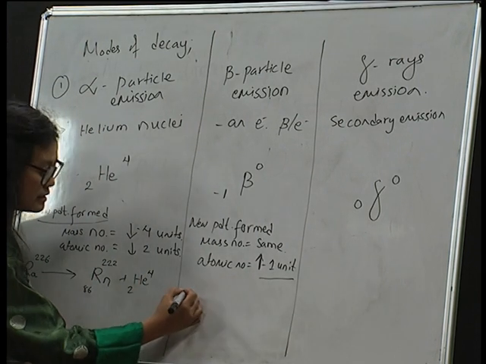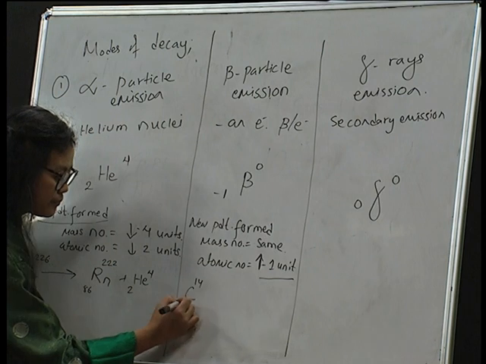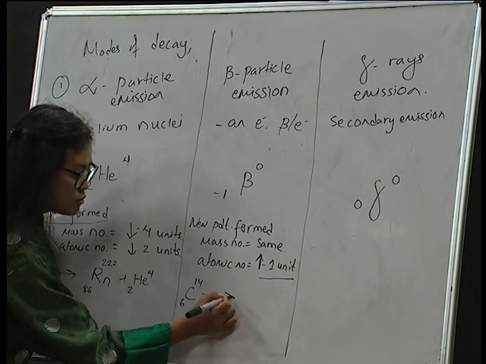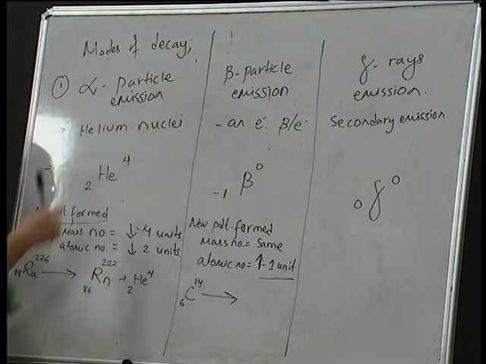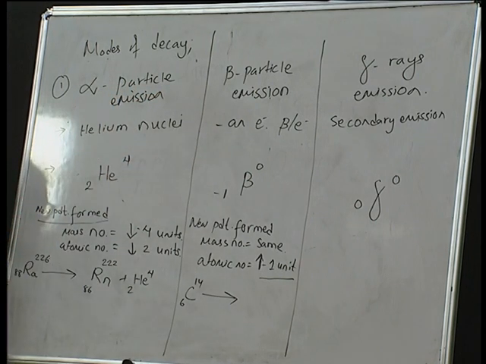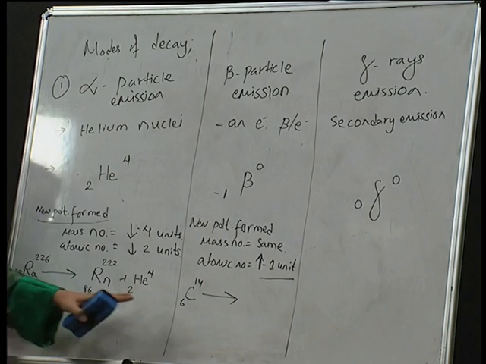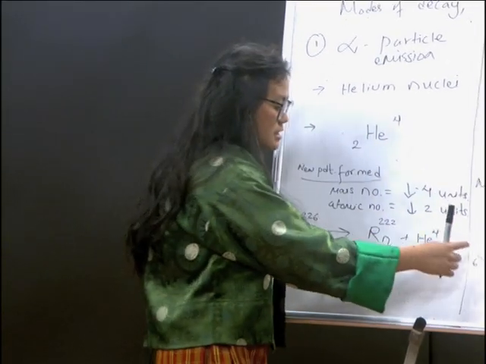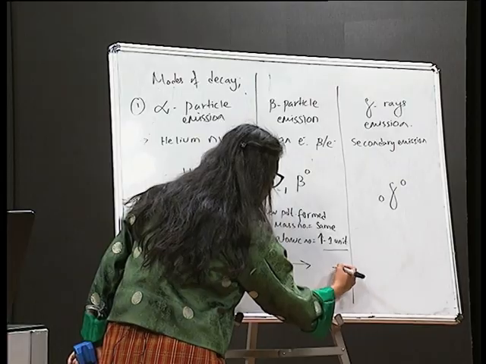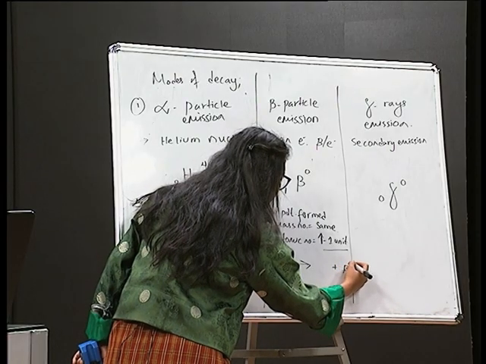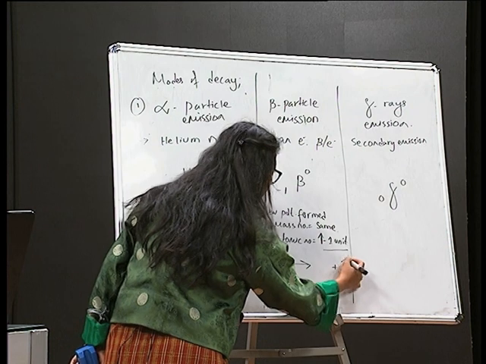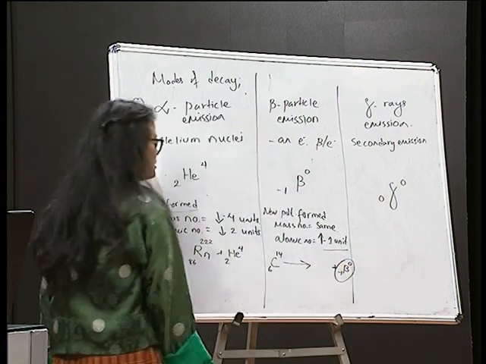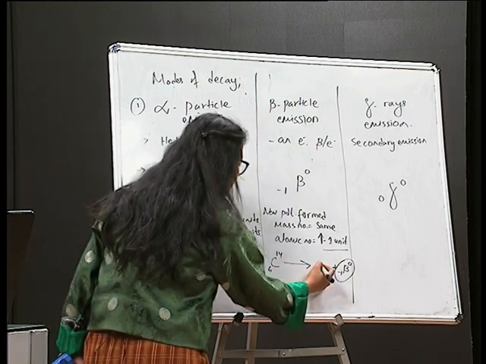Now, let us see an example. This is carbon isotope. When this carbon isotope undergoes beta particle emission, that means this isotope is not stable, it has to undergo disintegration. So, this isotope will emit beta particle. This is the representation of beta particle. Now, what will be the new product?